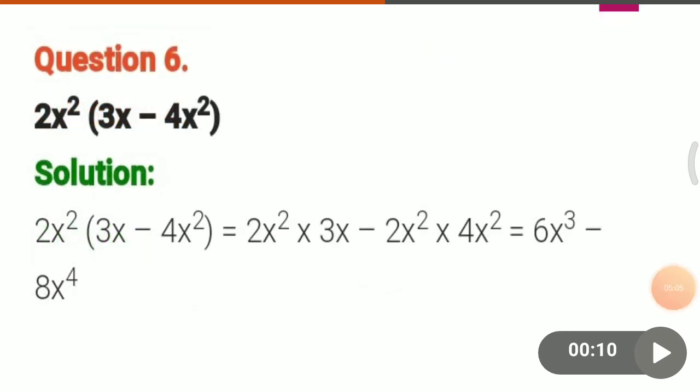Next question is 2x² multiply (3x − 4x²). You write 2x² multiply 3x minus 2x² multiply 4x². After that you multiply: 2 times 3 is 6, x power 2 and x power 1 gives x power 3, minus 2 times 4 is 8, x power 2 and x power 2 gives x power 4. Answer is 6x³ minus 8x⁴. Okay.